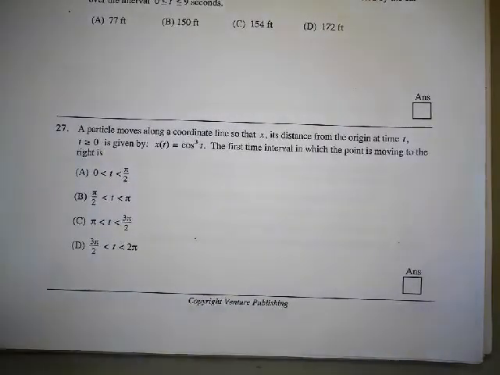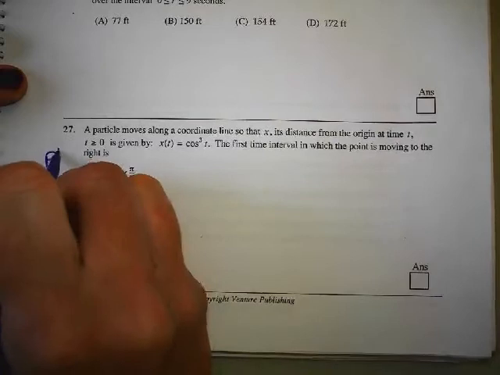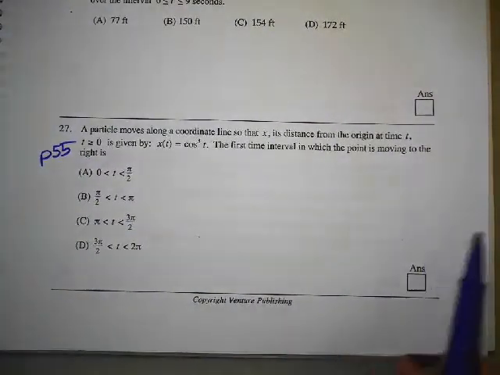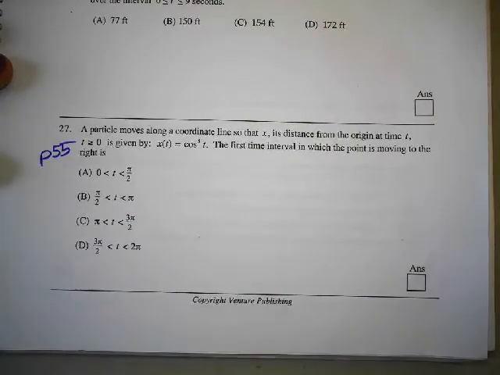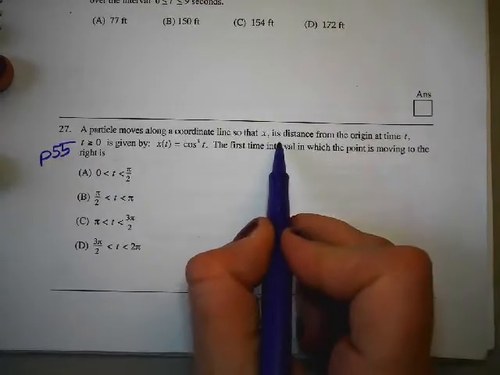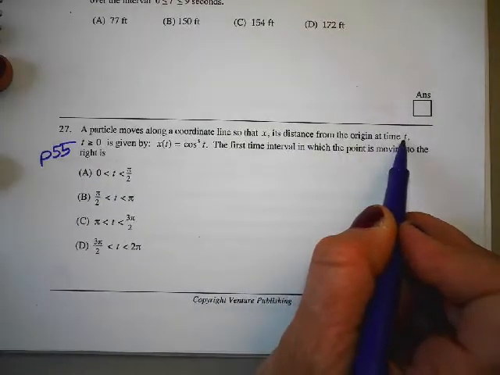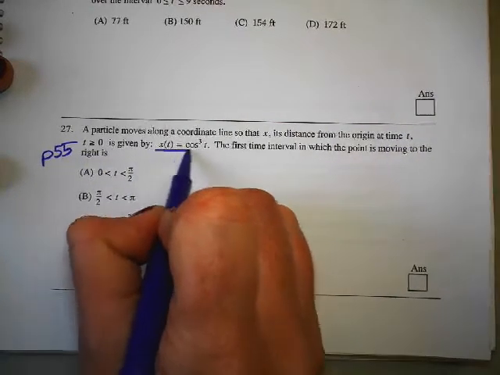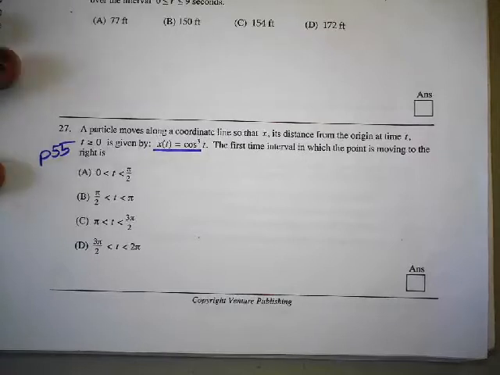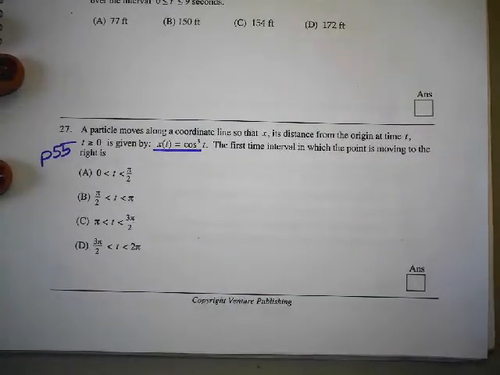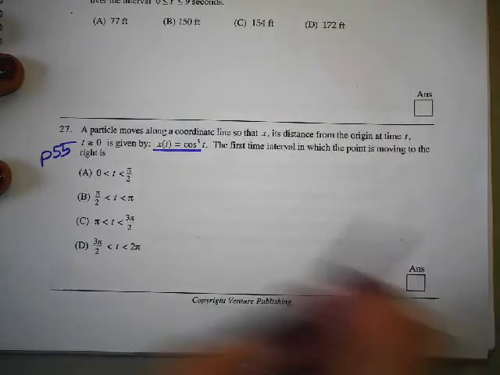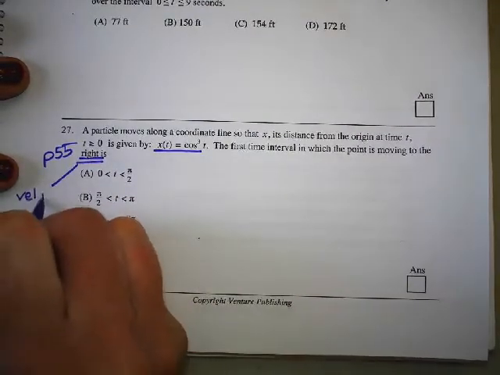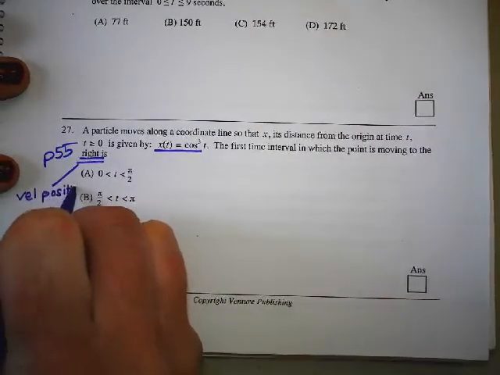Okay, next up I am on page 55, number 27, and this is a non-calculator problem. It says the particle moves along the coordinate plane so that x, its distance from the origin at time t greater than or equal to 0, is given by this. So that's my position function. Question asks, when is the first time the particle is moving to the right? Well, when something is moving to the right, the velocity is positive.